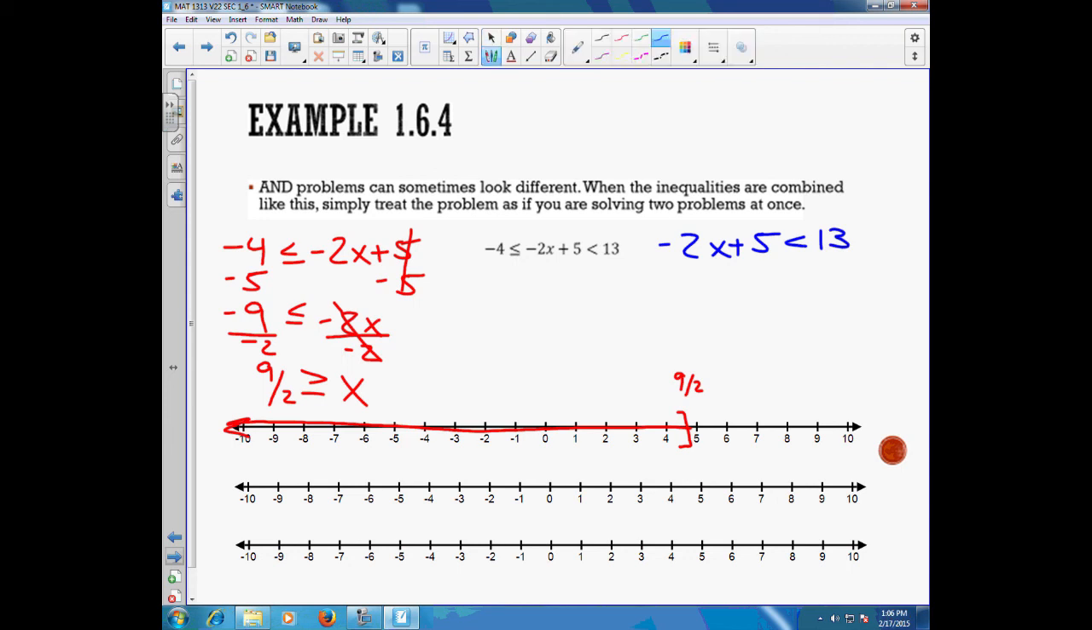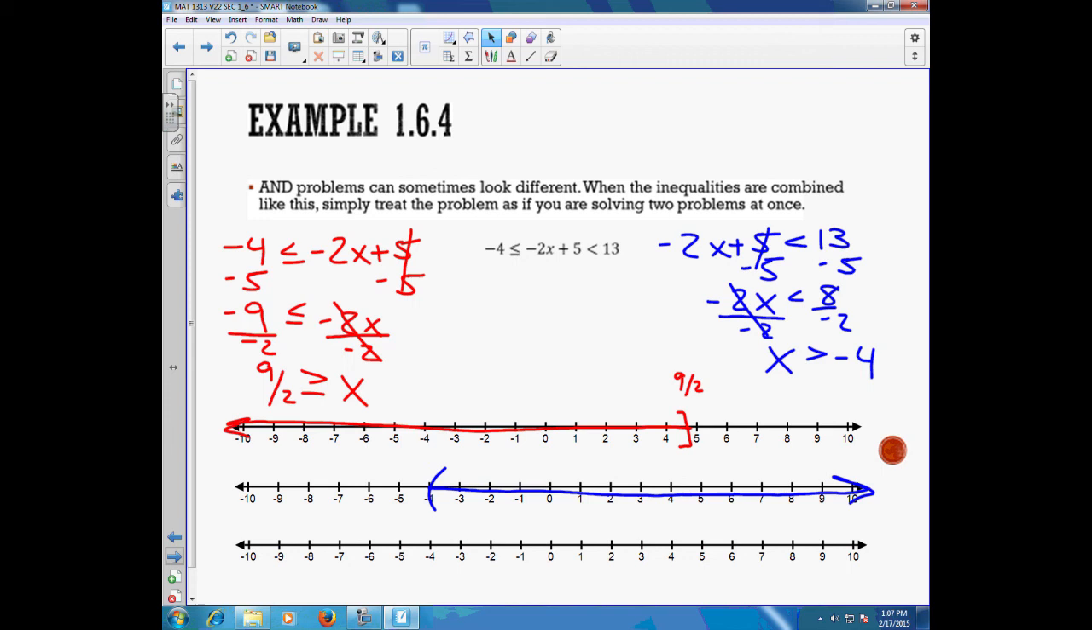Now we need to solve the second inequality. We're just going to subtract 5 from both sides. We get -2x is less than 8. Divide by -2, and we get x is greater than, because the inequality flips, -4. So here's -4. We're going to go greater than -4. And so now on the bottom line, we're just going to look for where these two lines would overlap, and we would see that they would overlap between -4 and 9/2.